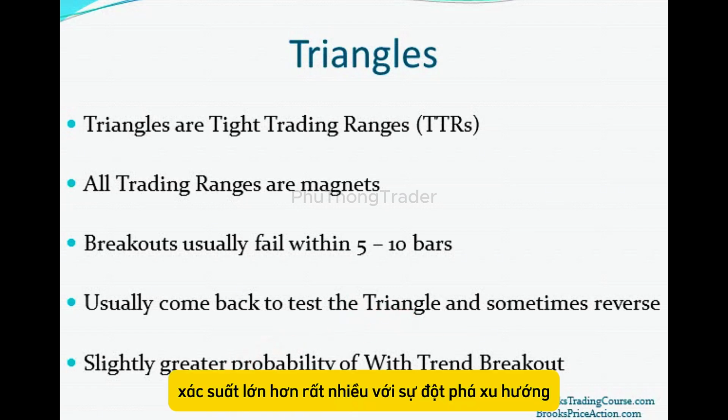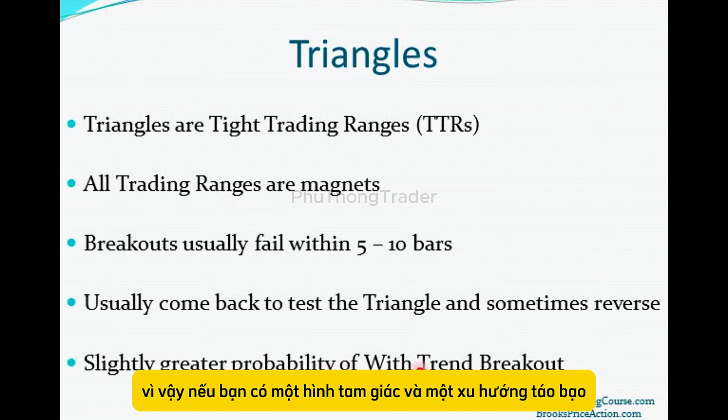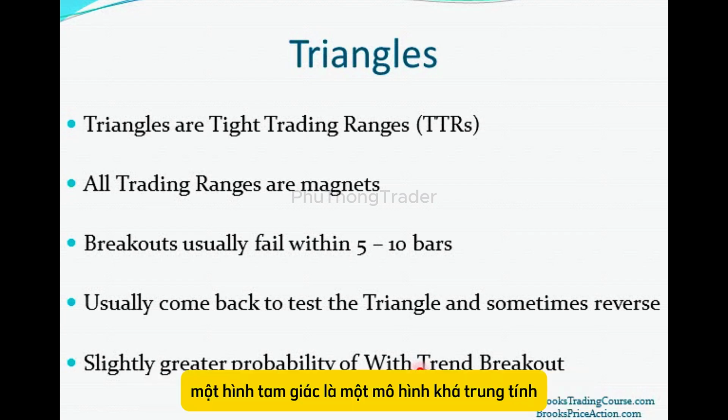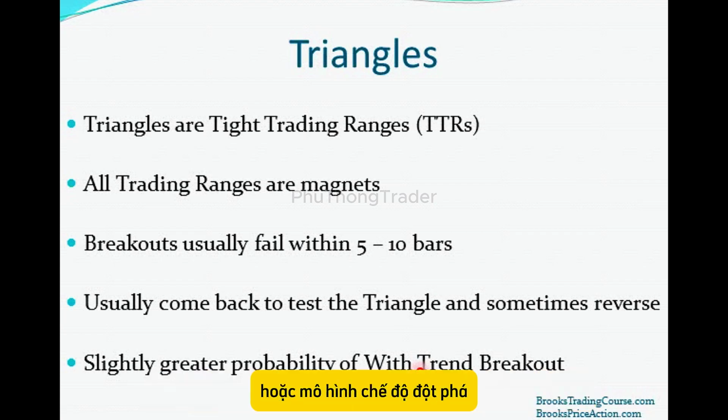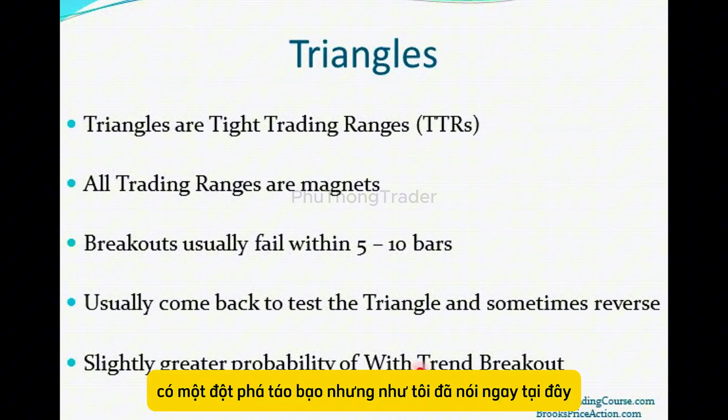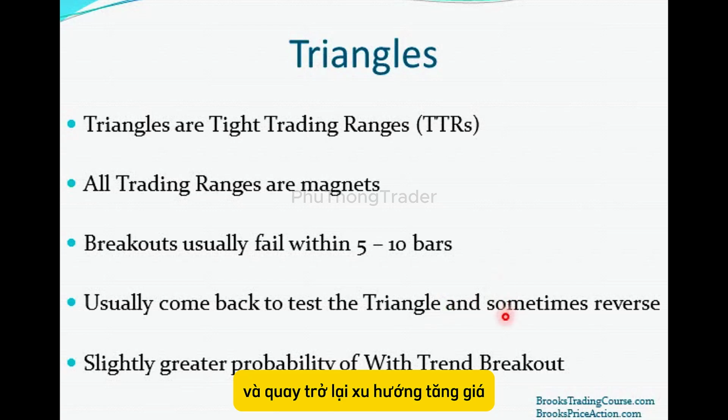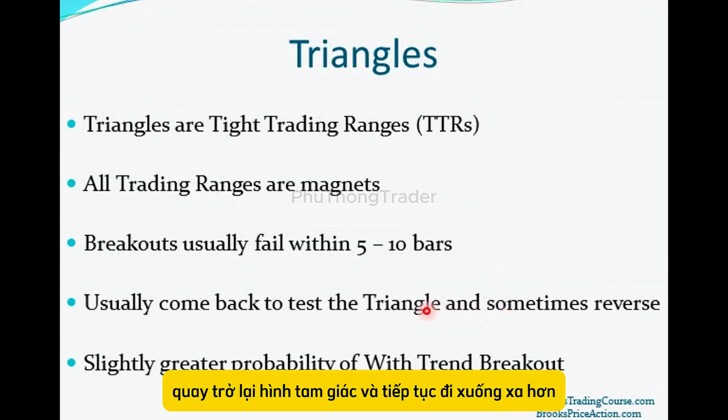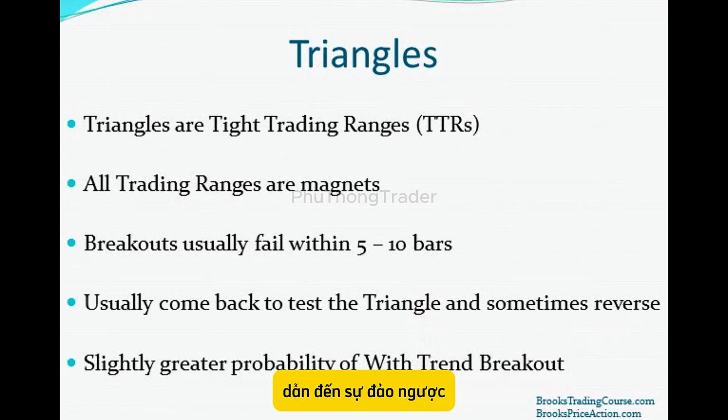Slightly greater probability of a with-trend breakout. So if you have a triangle in a bull trend, a triangle is a pretty neutral pattern, a breakout mode pattern, but slightly greater chance of it having a bull breakout. But like I said right here, it can end up being the final flag of the bull trend and come back into the triangle and continue down further, leading to a reversal.